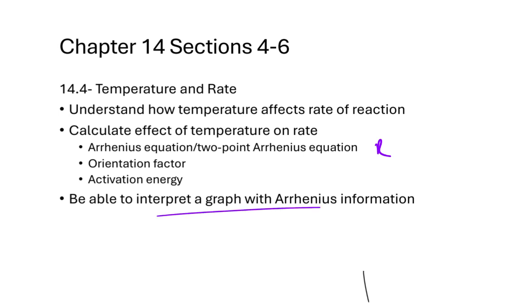And make sure that if you have a graph with Arrhenius information on it, you're able to interpret that. So this would look like natural log of the rate versus 1 over T. You would get a plot. Okay, fit the line and know what the slope is going to be. Minus Ea over R. Okay. Questions on that?